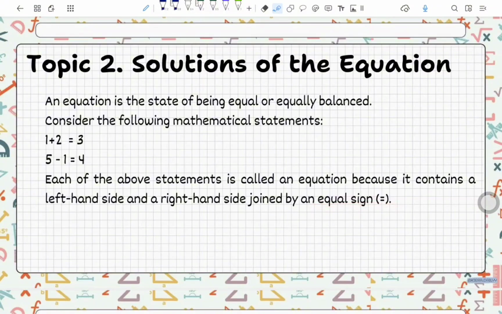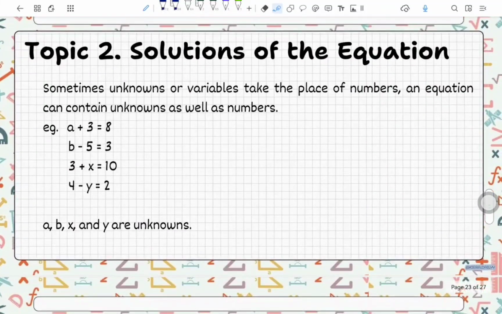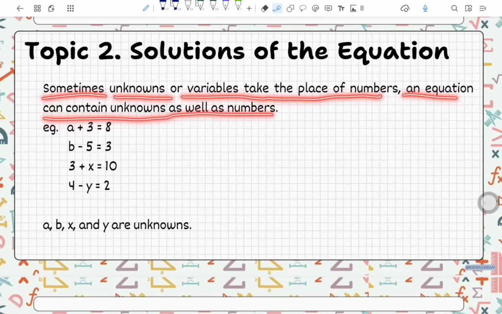So here in 1 plus 2 equals 3, 1 plus 2 is your left hand side and 3 is your right hand side, or LHS is equal to RHS. So an equation means they are equal. Now, aside from that, sometimes unknowns or variables take the place of numbers. An equation can contain unknowns as well as numbers.